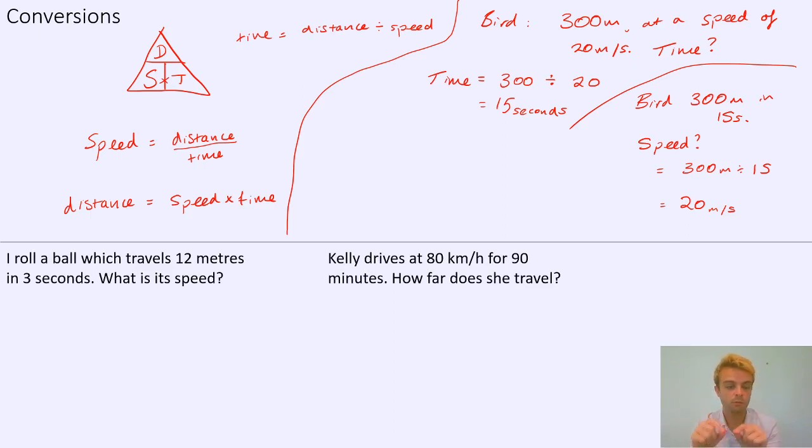But before I give you a break to pause it if you want to, I'm just going to point out that second question about Kelly, you have to do something else in it first. I put that question on purpose because we've got two different units of time. It says that Kelly drives at 80 kilometers per hour for 90 minutes. So the first thing we're going to have to do is convert them to the same unit of time. So we're going to have to convert 90 minutes into hours first.